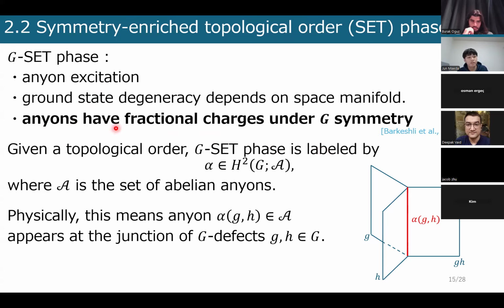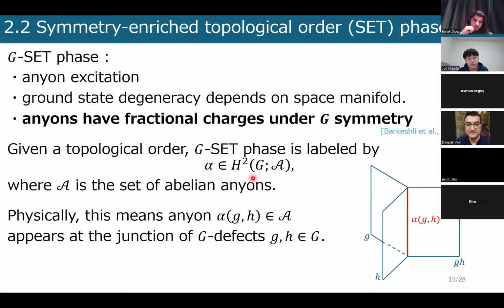The classification of G-SET phases is well studied in this paper, and the statement of this paper is that given a topological order, then the G-SET phase is labeled by an element of this group cohomology. Here G is the G symmetry, and this calligraphic A is the set of abelian anyons, which means anyons whose quantum dimension is 1.